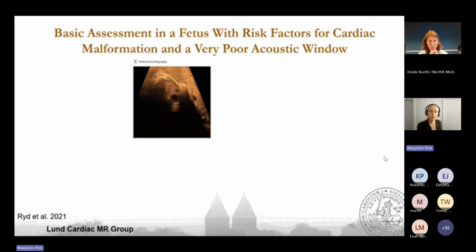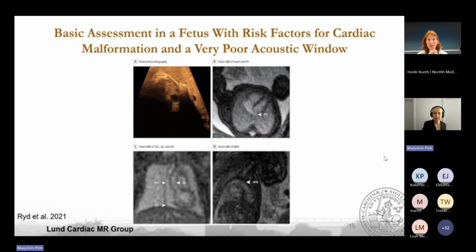And the last case I would like to share here is that fetal echo basically showed nothing because of an obese mother. Here in the top right image, we see normal sized ventricles and normal function. In the bottom left, we see the SVC, the aorta, and the IVC. And in the bottom right, we see a normal main pulmonary artery. But this information ruled out major congenital heart defects, and delivery was planned in hospital places to the parents. And postnatal echo confirmed these findings.